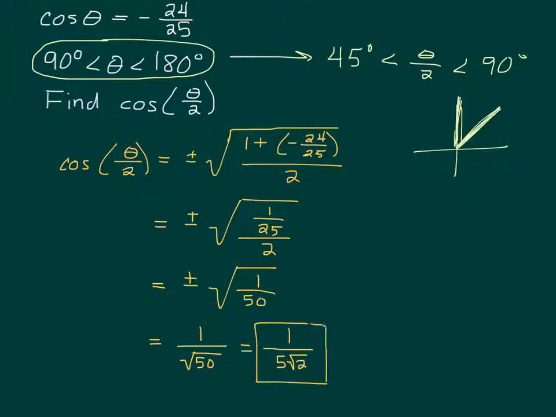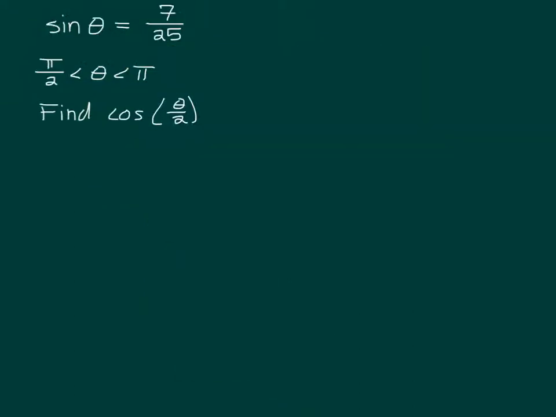So we simplify the radical, but no need to rationalize the denominator. In this problem, we have a little bit more work to do because they give us sine. For half-angle formulas, sine is never used in the formula. But knowing sine and knowing this allows us to figure out what cosine theta is.